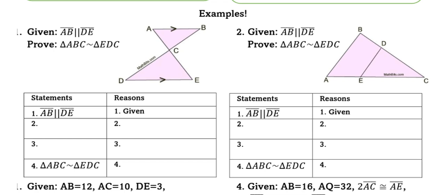So here we're shown that we have two parallel lines, AB and DE are parallel, and we want to show that these two triangles are similar to each other. When you're given parallel lines, that means we can set up some angle relationships. I could say that angle E is congruent to angle A. That's our transversal cutting across our two parallel lines. That makes those alternate interior angles.